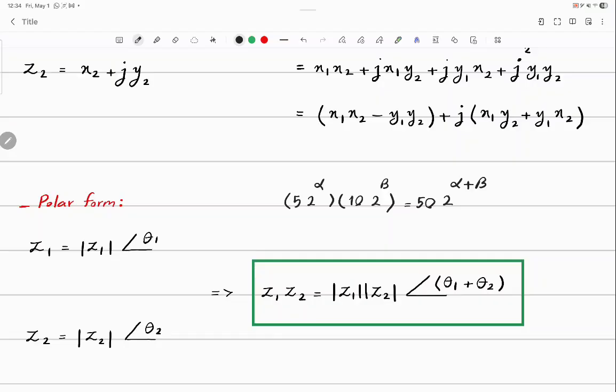So do you remember the exponential representation? What does this angle symbol do? It's just e to the power of j theta 1. So it's actually an exponent, right? So that's why you multiply the magnitudes of z1 and z2 and then just add the angles. Okay? So see, multiplication is much easier in polar form. You don't have to do it, but if you understand it, it's going to help you a lot.